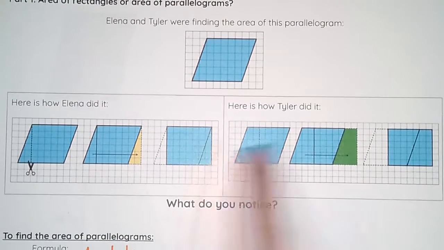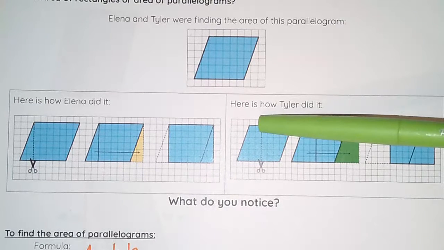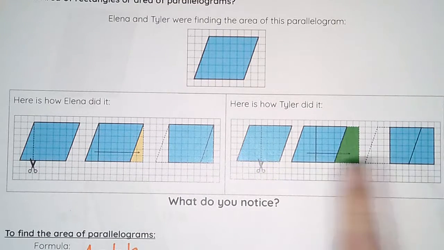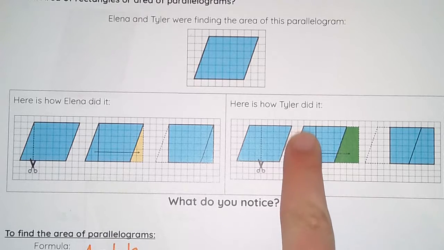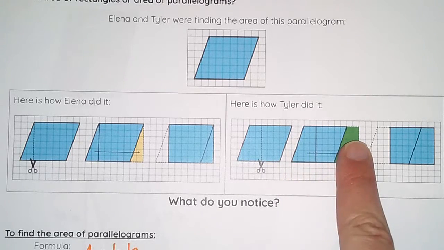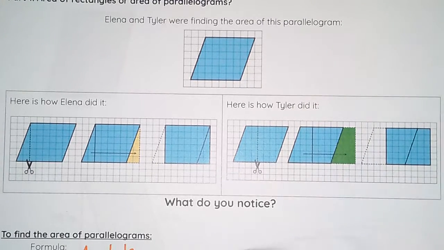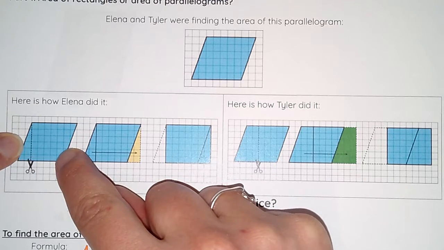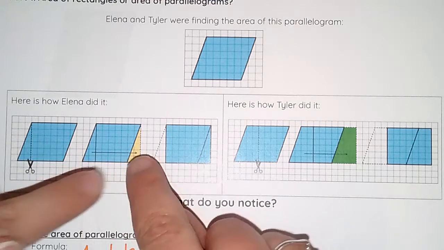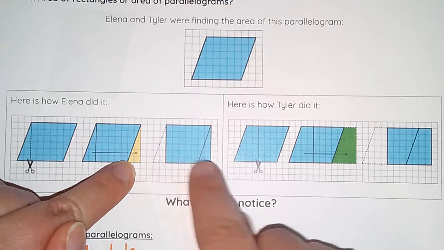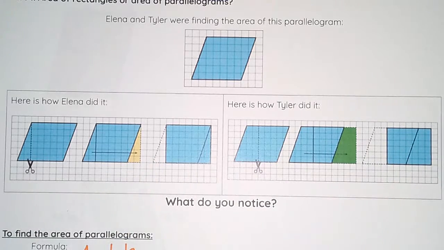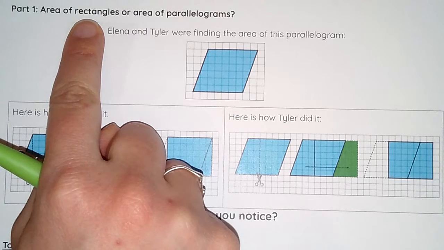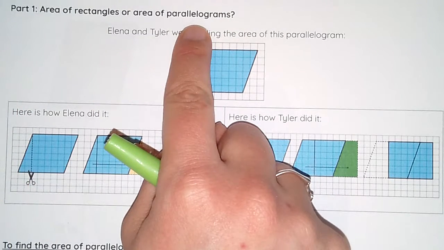Tyler did something similar, but he actually cut his rectangle more in the middle and still was able to shift this piece where he cut over to form a rectangle. So when we take these two opposite parallel sides and put them together, flip them on over, slide them on over, we get ourselves a rectangle. So finding the area of a rectangle is the same way we will find an area of a parallelogram.